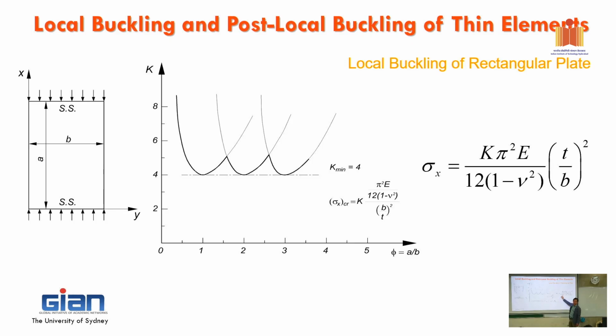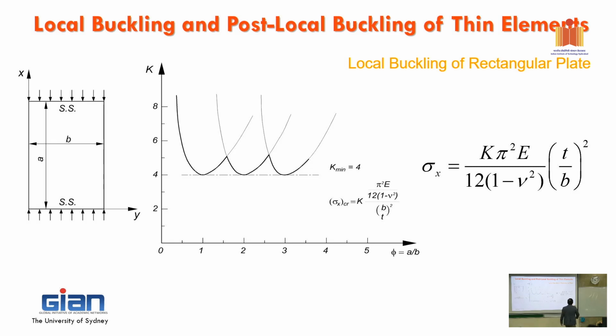So that is the fundamental equation for plate buckling. That is the buckling stress. K is the coefficient for buckling load when it buckles. And of course, because this is a plate, you consider mu, the Poisson ratio. B is the width, and T is the thickness.